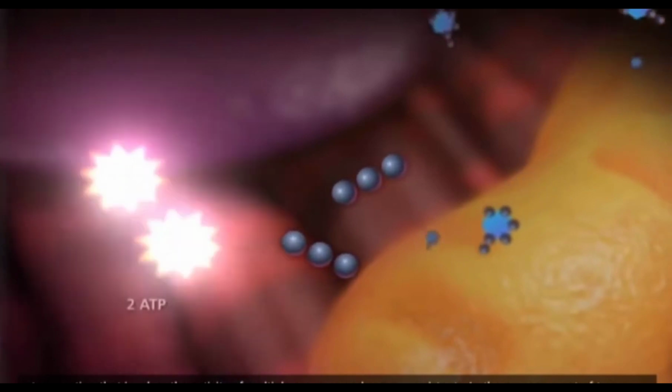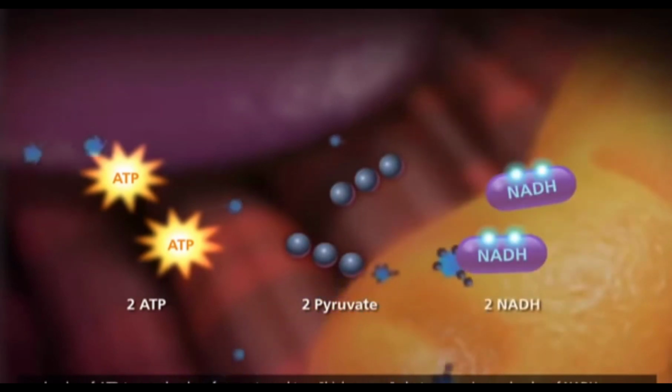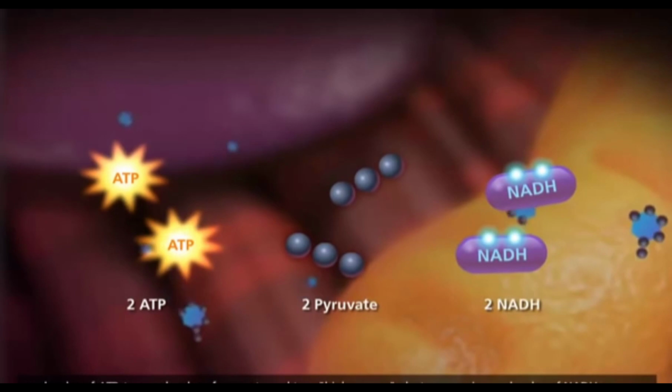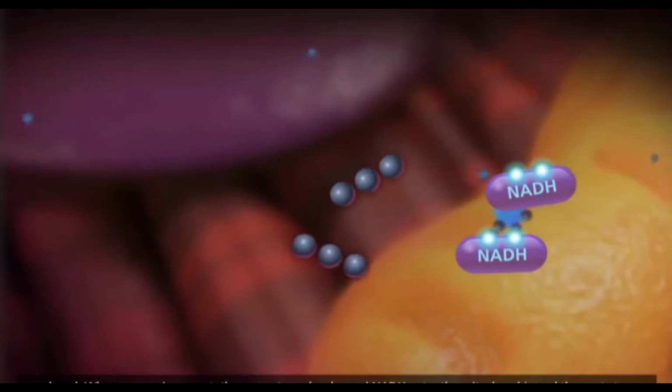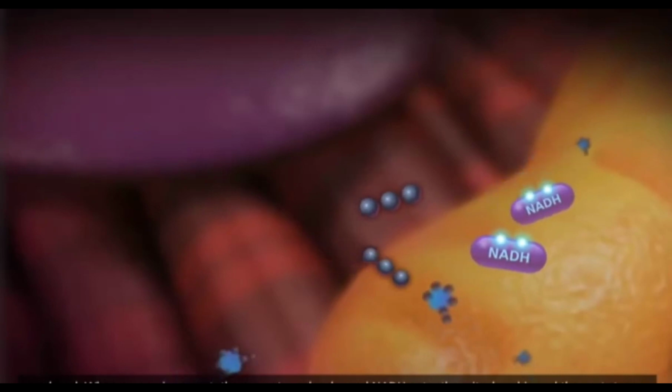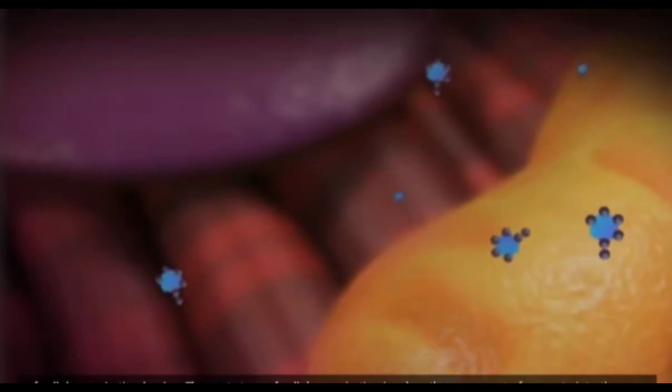In the process, a net of 2 molecules of ATP, 2 molecules of pyruvate, and 2 high-energy electron-carrying molecules of NADH are produced. When oxygen is present, the pyruvate molecules and NADH enter the mitochondria, and the next stage of cellular respiration begins.